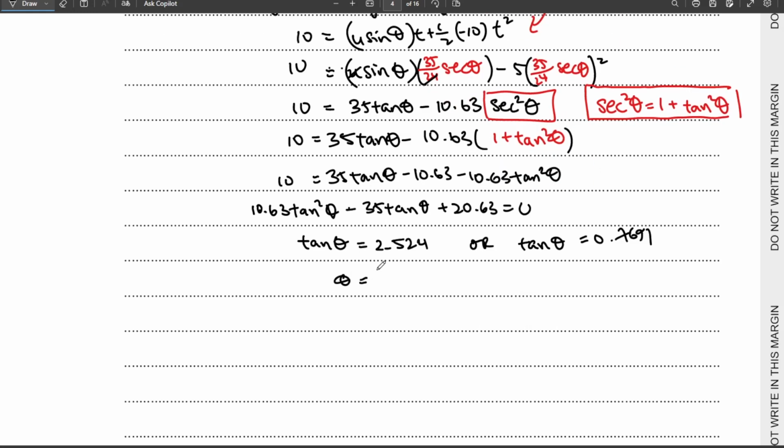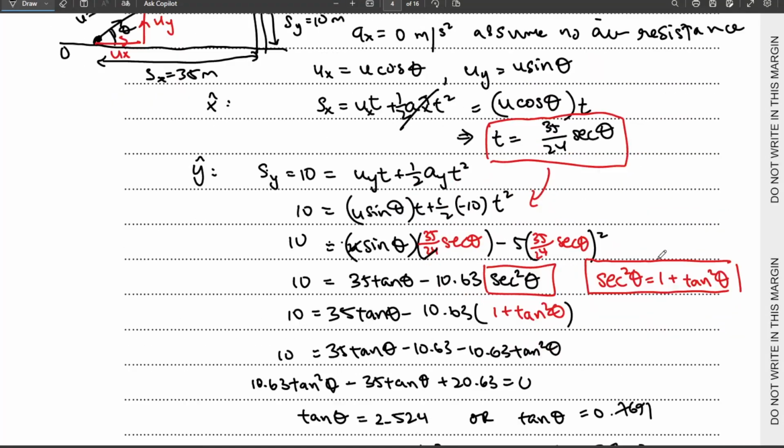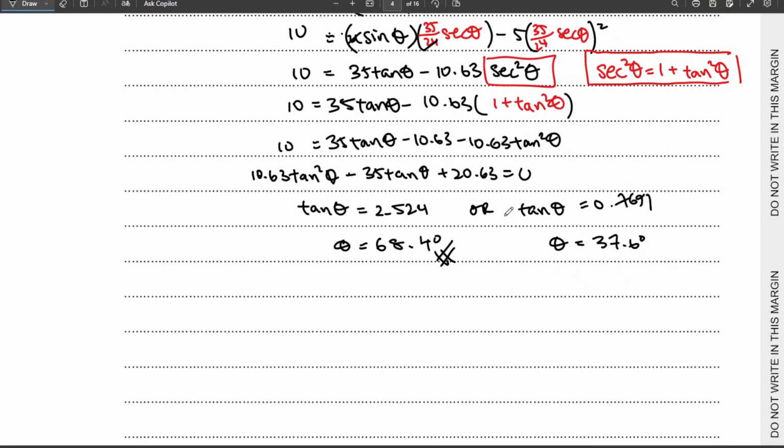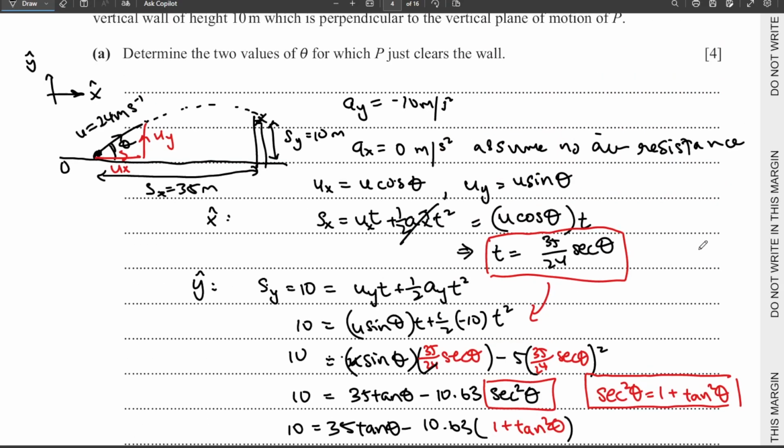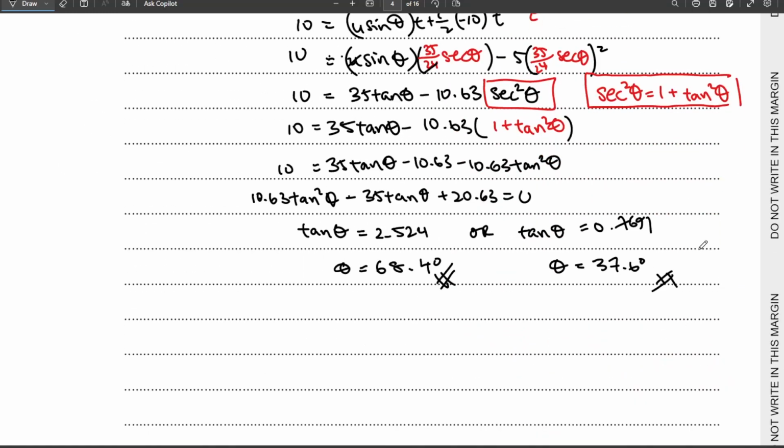Solving for theta values, one is 68.4. We'll round it to 1 decimal place, which is enough. And the other one is 37.6 degrees. Okay, so for this mechanics paper, usually we represent it as degrees unless the question states otherwise, especially for projectile motion. So these are the two values. Yeah, it just clears the wall.